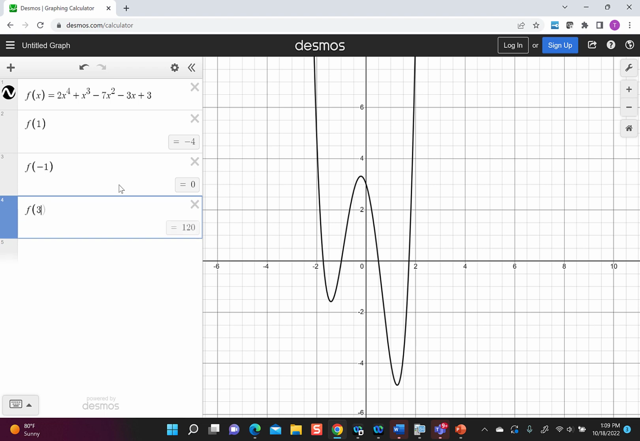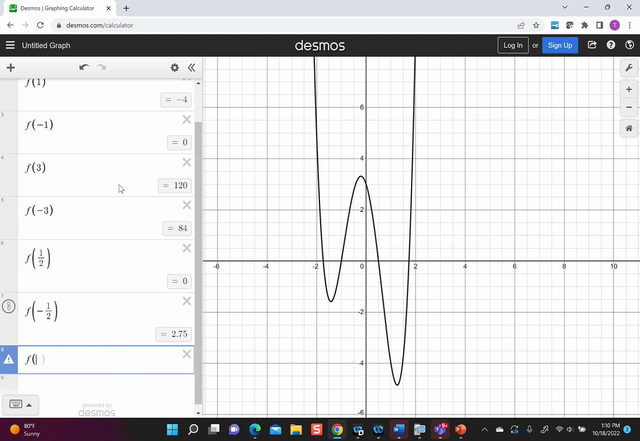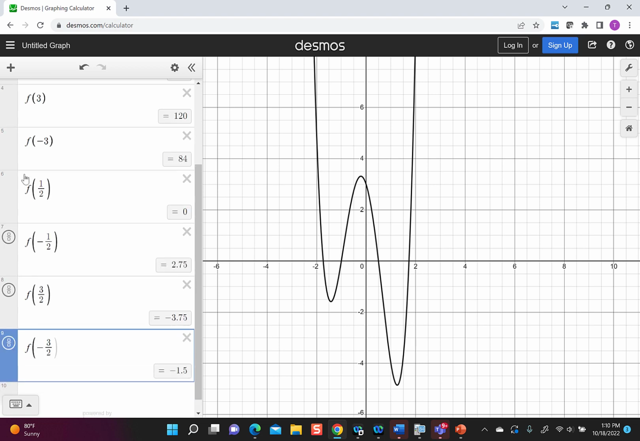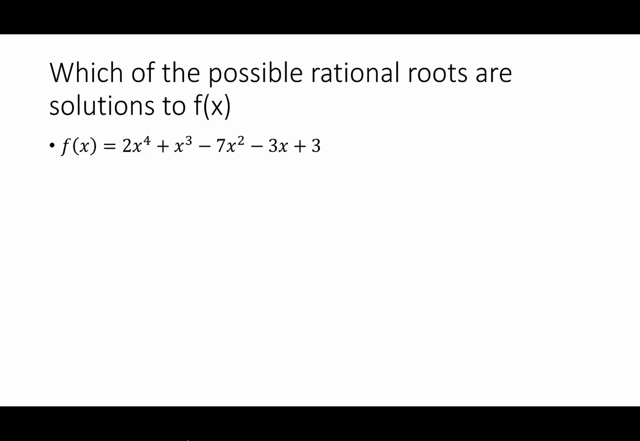We wanted to look at f of 3, f of negative 3, f of 1/2. Here's another 0, f of negative 1/2, f of 3/2, and the last one, f of negative 3/2. So going back through, 1/2 was 0 and negative 1 was 0. Just like before, we can click on here and we see here's where our 1/2, here's our negative 1, but then we have these two other solutions we needed to figure out. So of our possible rational solutions, the two we said that work were negative 1 and positive 1/2.